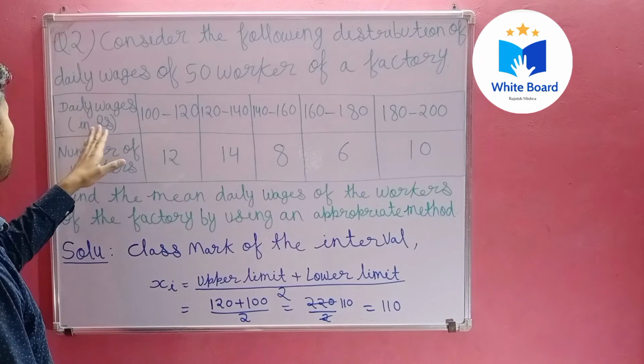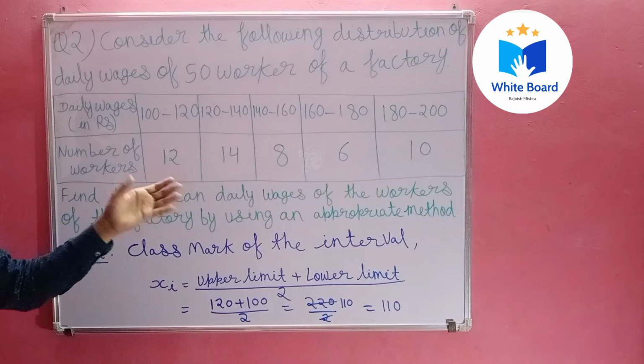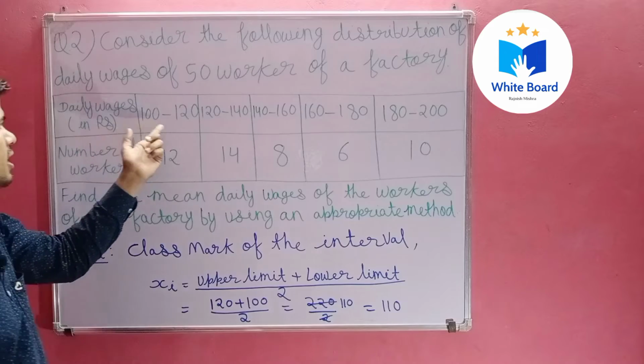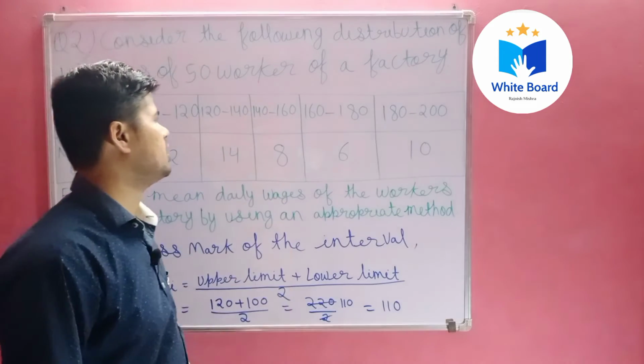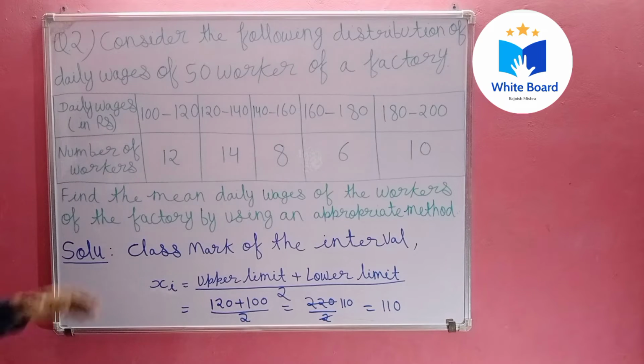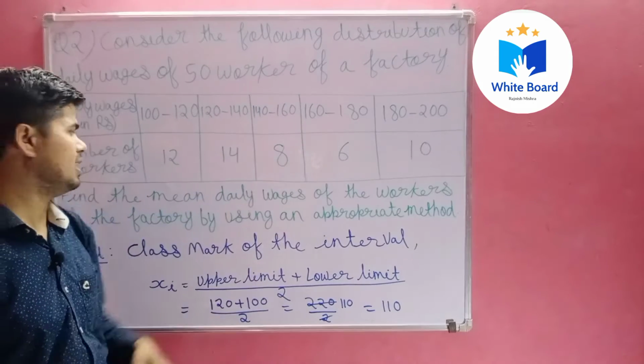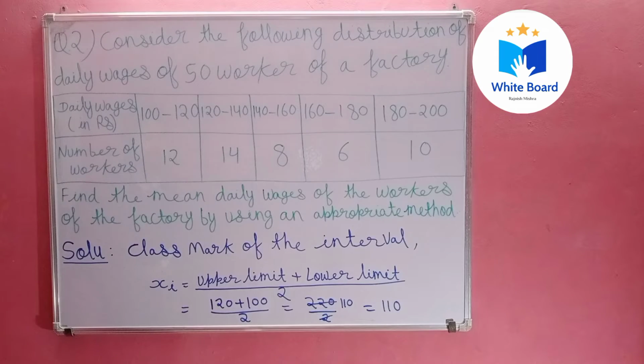where daily wages in rupees are given in the form of class intervals and the number of workers is also given. That is called frequency. That is 100 to 120, 120 to 140, 140 to 160, 160 to 180 and 180 to 200, and their respective frequencies are 12, 14, 8, 6 and 10. Find the mean daily wages of the workers of the factory by using an appropriate method.